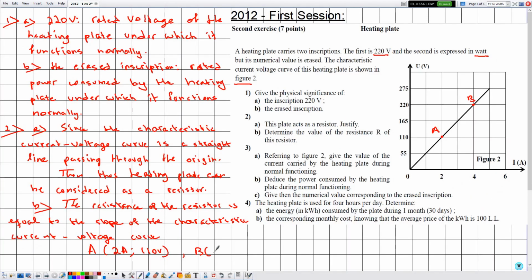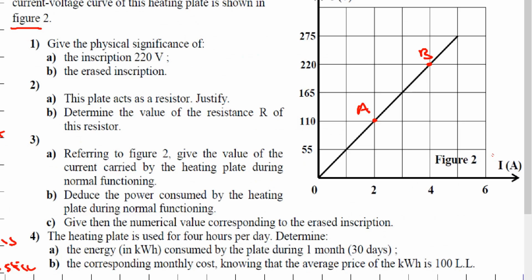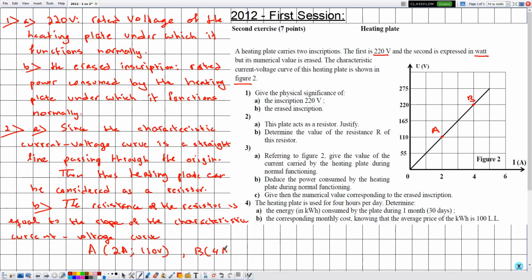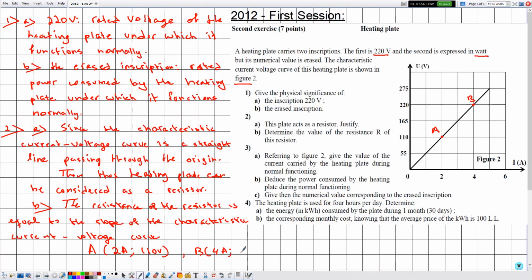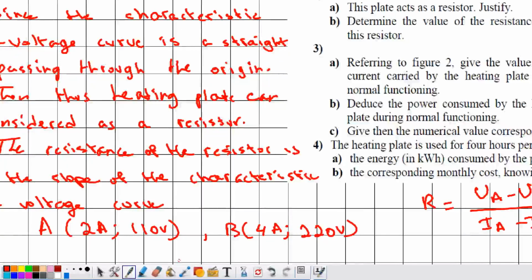Now the point B has a current of 4 amperes and a voltage of 210 volts. Now the next step is to convert these quantities to the SI, but they are already in the SI. Now finally the last step is to calculate the resistance R, which is given by the voltage of the point A minus the voltage of the point B, divided by the current of the point A minus the current of the point B.